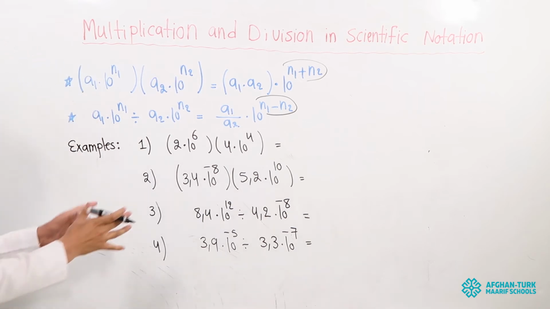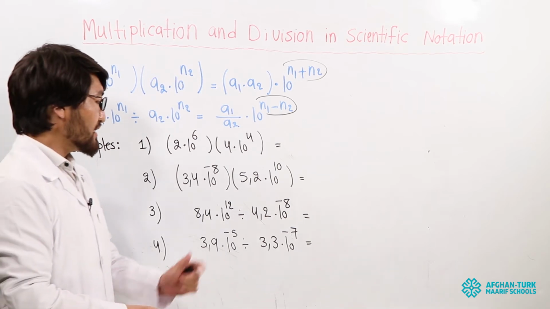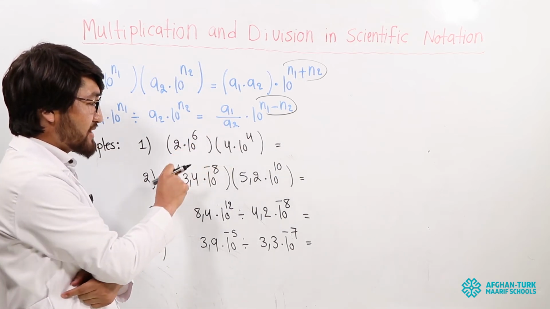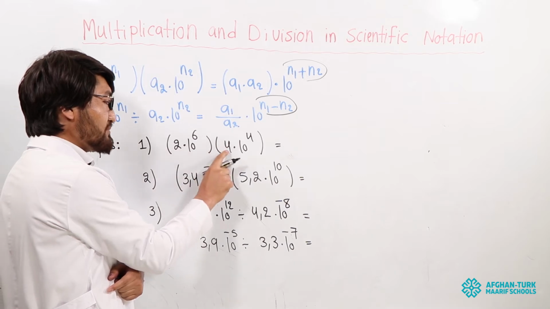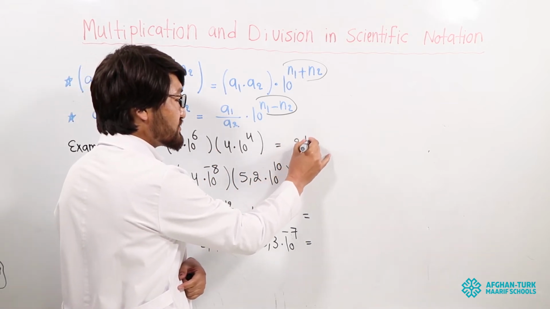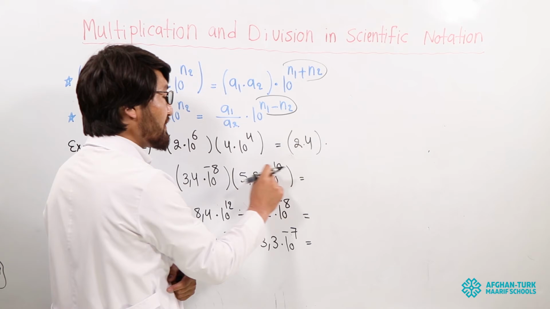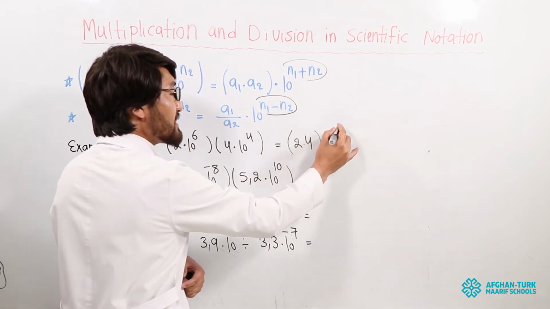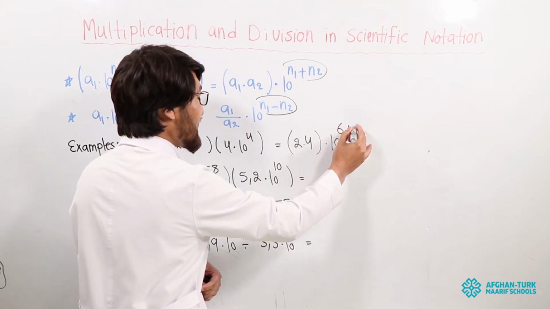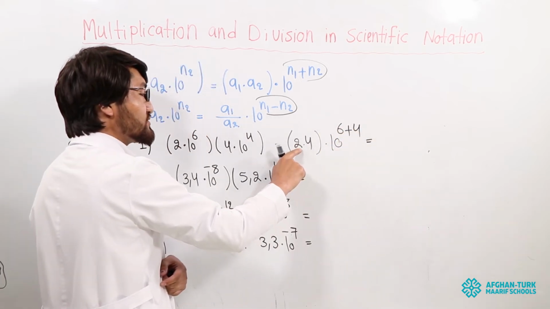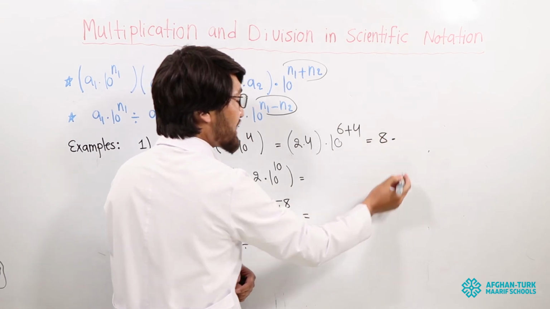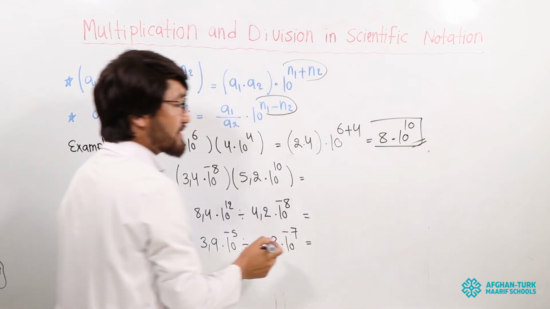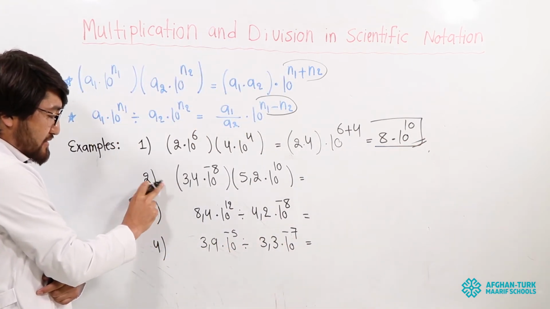Here look at some examples. Here we have two numbers, and we want to multiply these two scientific numbers. First we multiply the numbers, 2 times 4. We take one 10 and then we add the exponents, 6 plus 4. 2 times 4 is equal to 8 and then 10 to the power of 10. This is our answer.